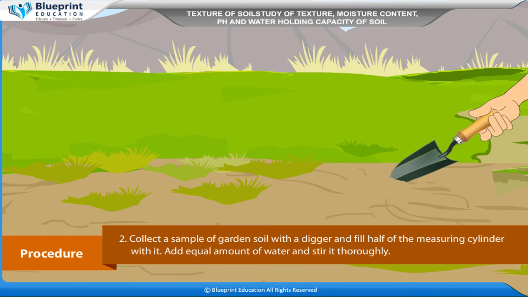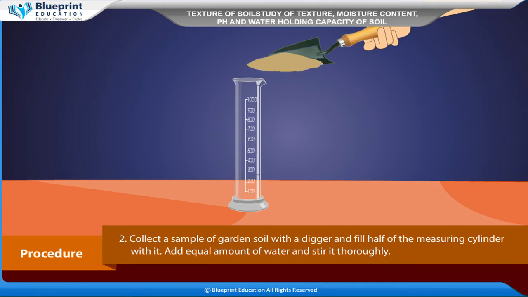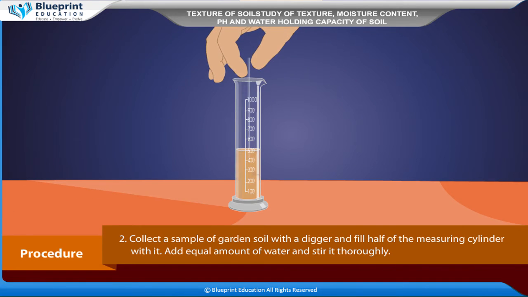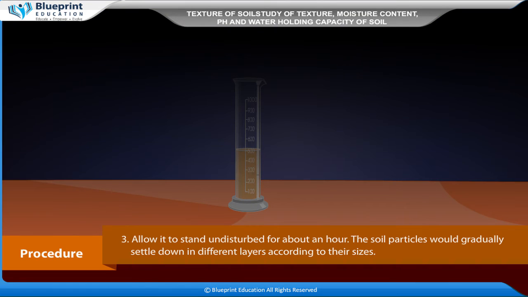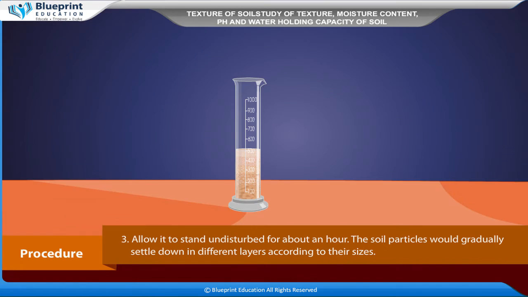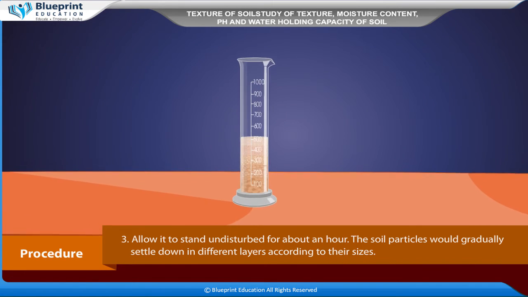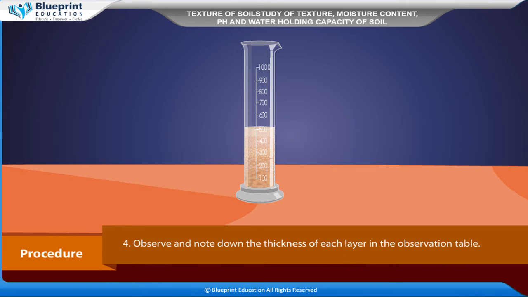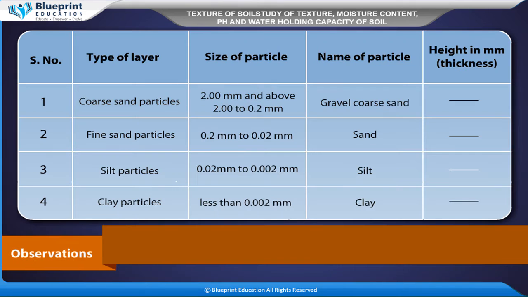Collect a sample of garden soil with a digger and fill half of the measuring cylinder with it. Add an equal amount of water and stir it thoroughly. Allow it to stand undisturbed for about an hour. The soil particles would gradually settle down in different layers according to their sizes. Observe and note down the thickness of each layer in the observation table.